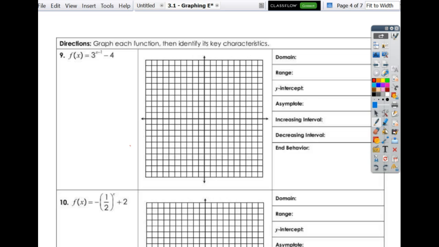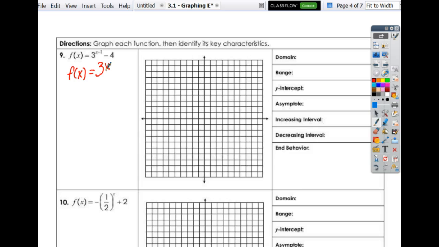Okay, so this is the rest of the notes from yesterday. It's on the back. So first of all, what is the parent function here? 3 to the x. That's my parent function. So everybody's writing down the parent function.